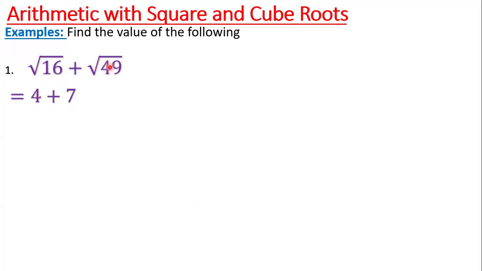What is the square root of 49? 7. Why? 7 times 7 is 49. Very good, because 7 times 7 is 49. The final answer is 11. Everyone got that? Yes.